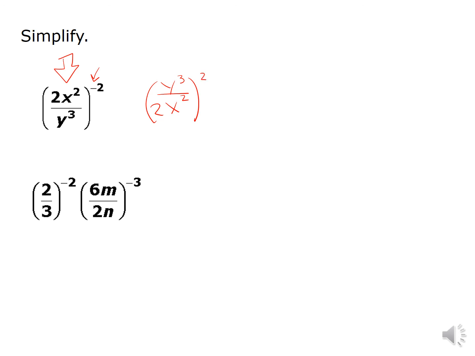Now that you've got that done, now distribute. It's much easier to do it at the beginning. So I get y to the 3 times 2 is y sixth. 2 squared is 4. X to the 2 times 2 is x to the 4th. And I'm done.